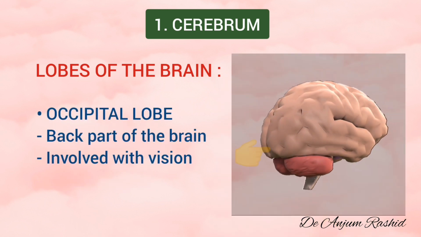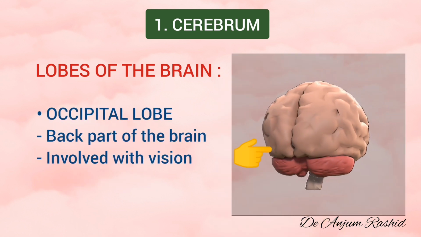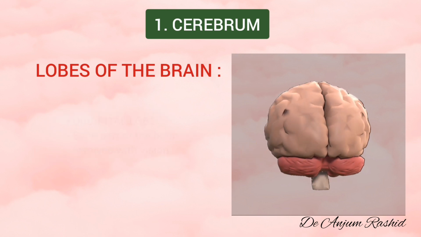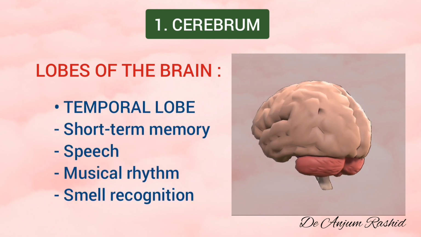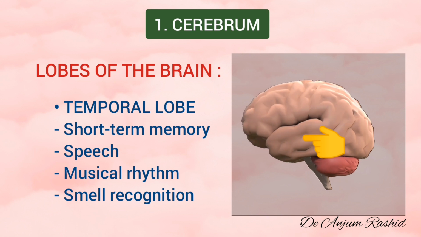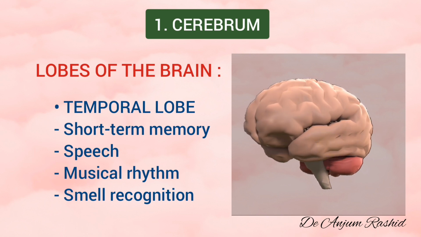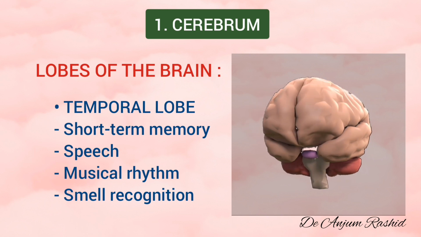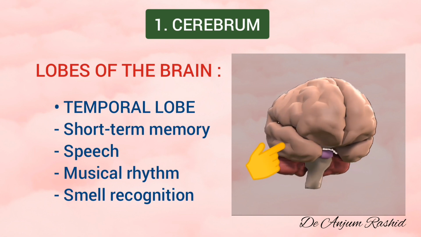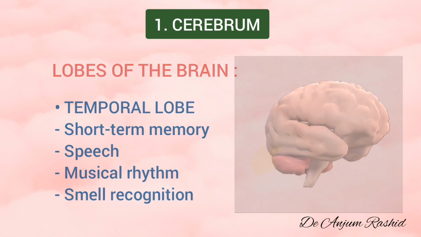Third is the occipital lobe. It is in the back part of the brain and is involved with vision. Fourth is the temporal lobe. These are present on the lower sides of the brain and are involved in short-term memory, speech, musical rhythm, and some degree of smell recognition.